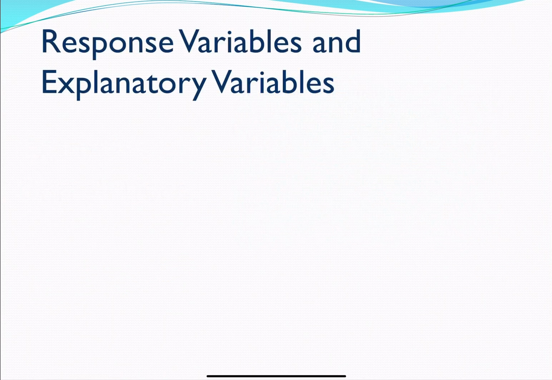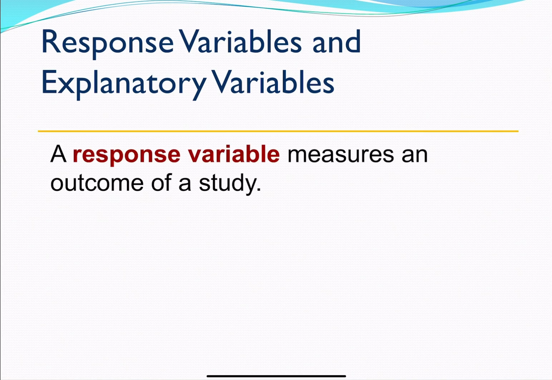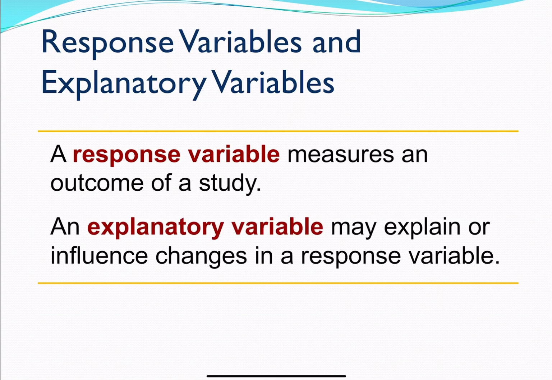When I am graphing a scatter plot, I have two different variables I am looking at. I am looking at response variables and explanatory variables. So a response variable measures an outcome of the study, and an explanatory variable explains, right? May explain, influence changes in the response variable.